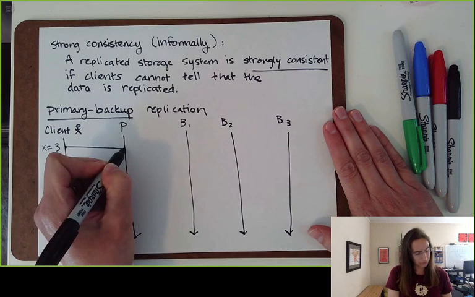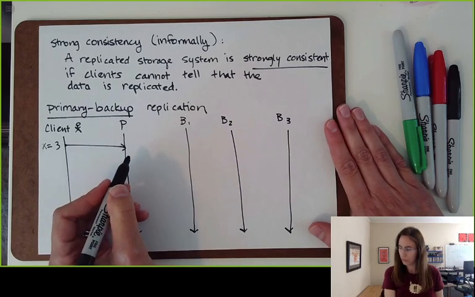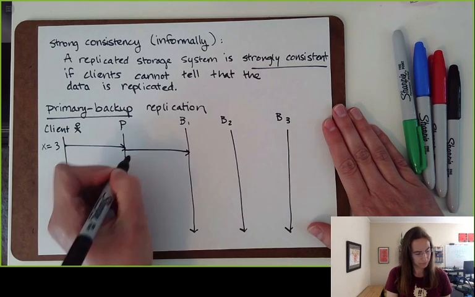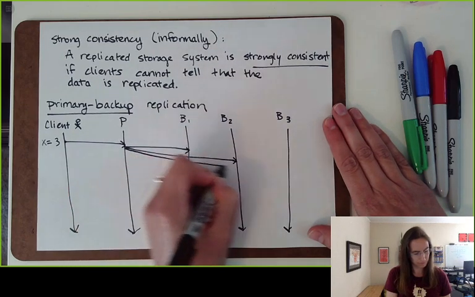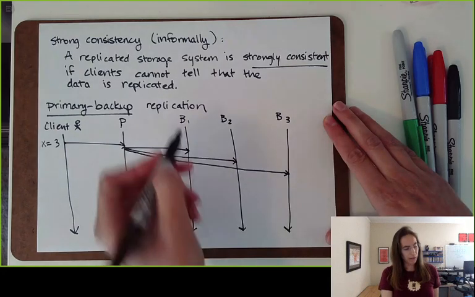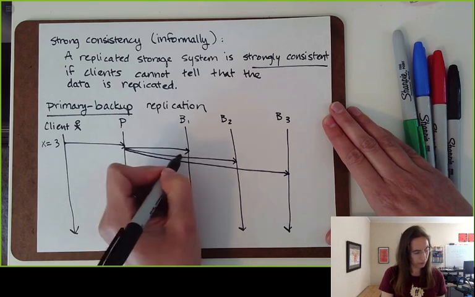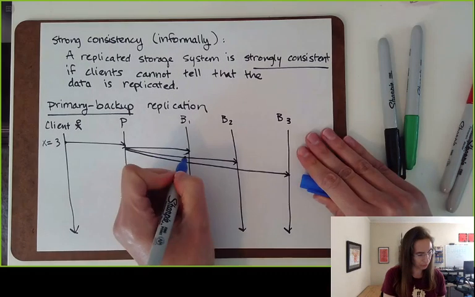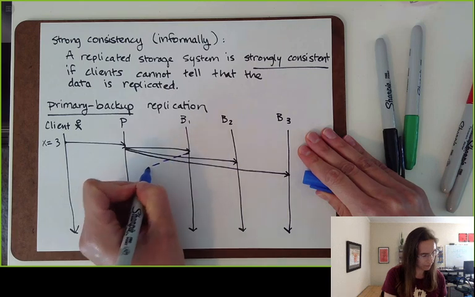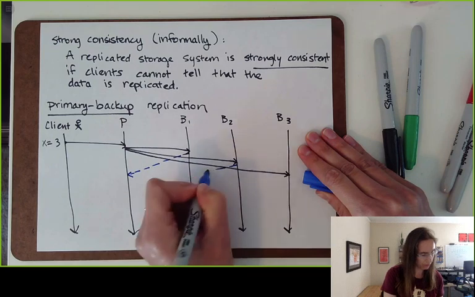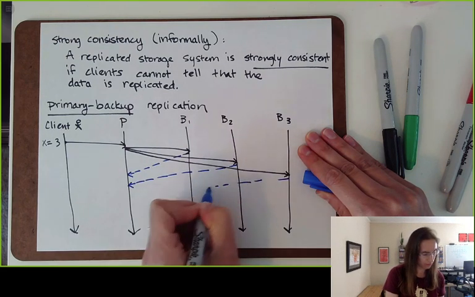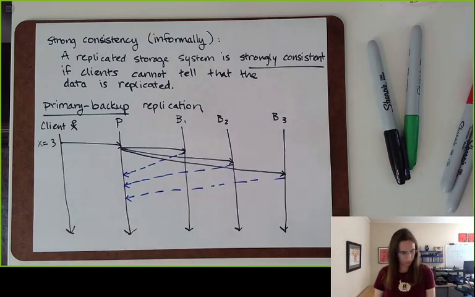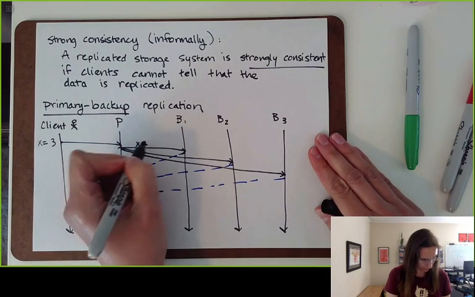That write is going to first go to the primary. When the primary gets a write from a client, the first thing it's going to do is broadcast that write to all the backups. The backups are then going to send an acknowledgement to the primary. So I'll do that in a different color here to make it a little more readable. Let's see if blue looks different enough from black. I'll do it dotted lines as well to make sure that it looks different. So the backups are all going to send an acknowledgement to the primary. So this message that the primary sends out says set x to 3.